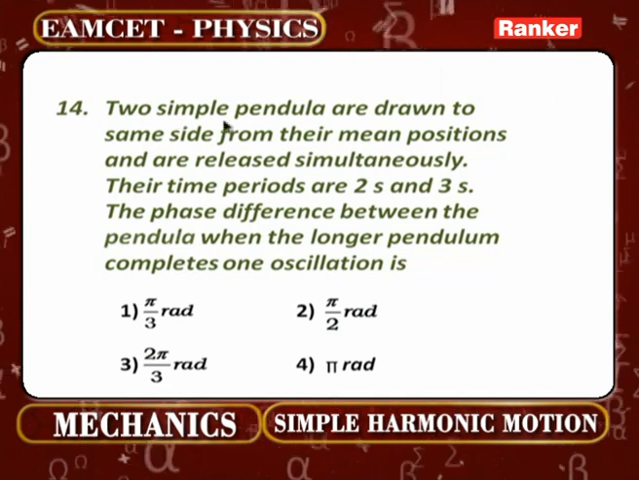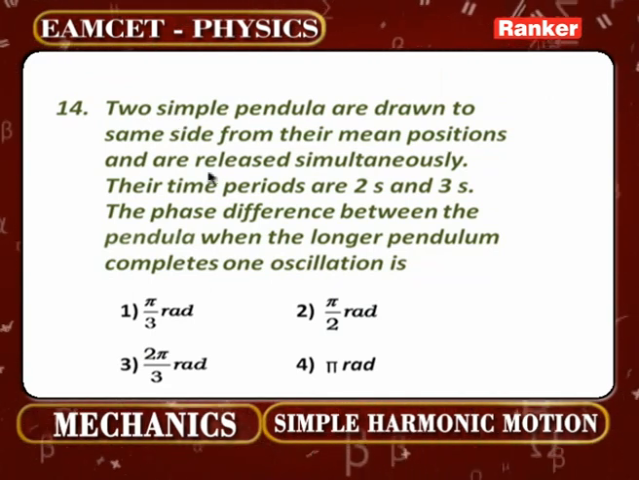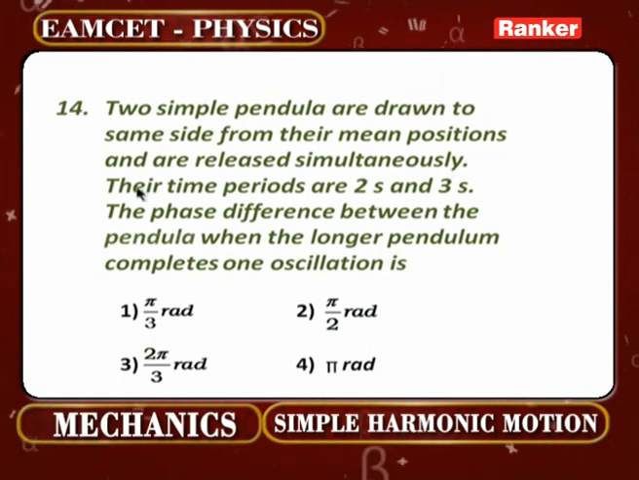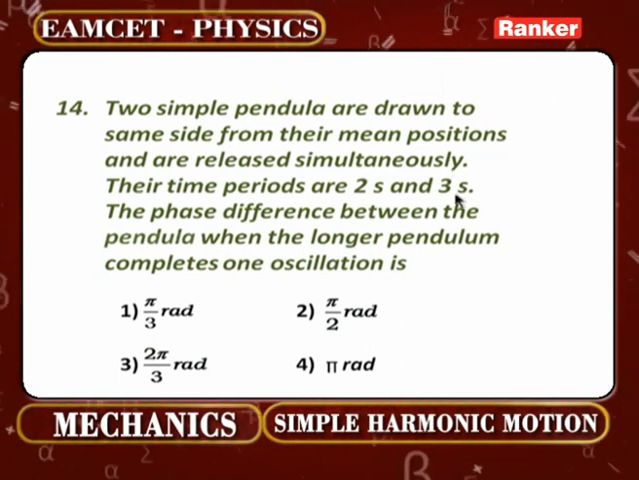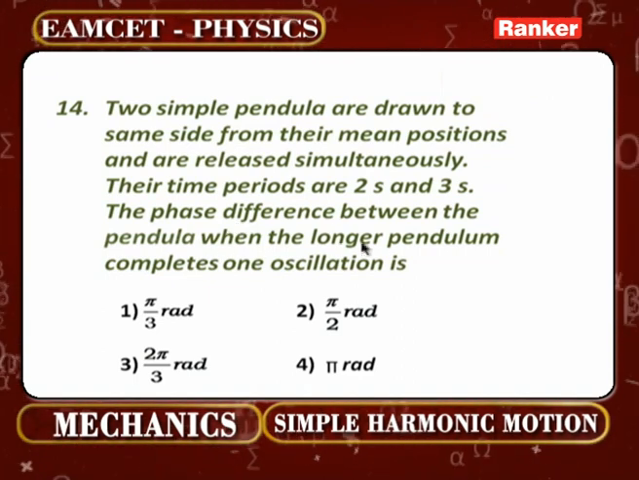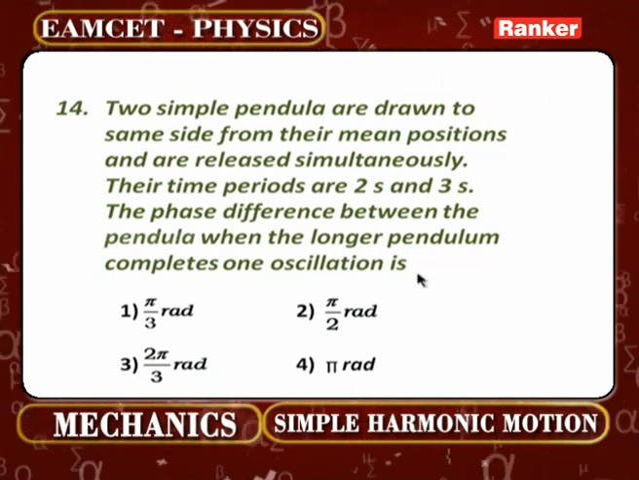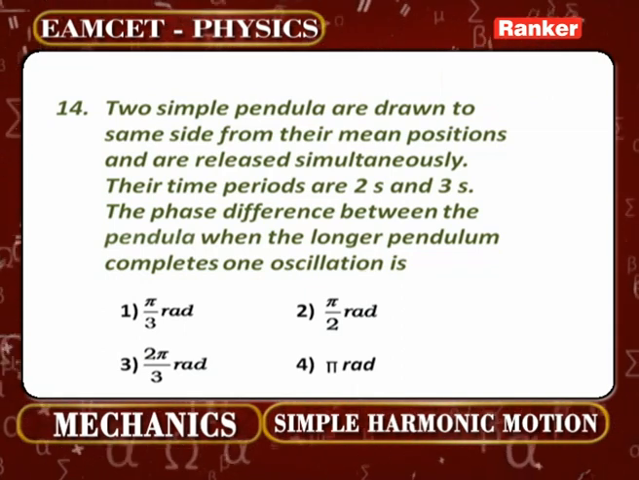Two simple pendula are drawn to the same side from their mean positions and are released simultaneously. Their time periods are 2 seconds and 3 seconds. The phase difference between the pendula when the longer pendulum completes one oscillation is how much? That is the concept what we just want.